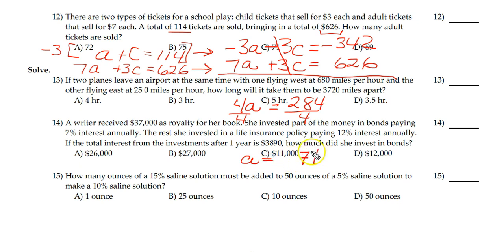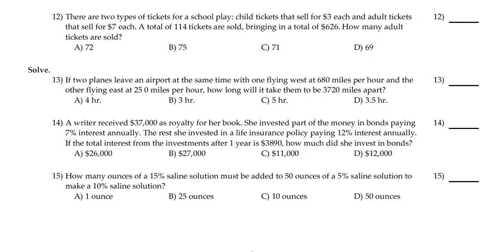Now, what does this stand for? Well, this is the number of adult tickets. And that's what they ask us here. How many adult tickets were sold? And if you can see right over here for C, it is 43. All right. Clear that up a little bit.